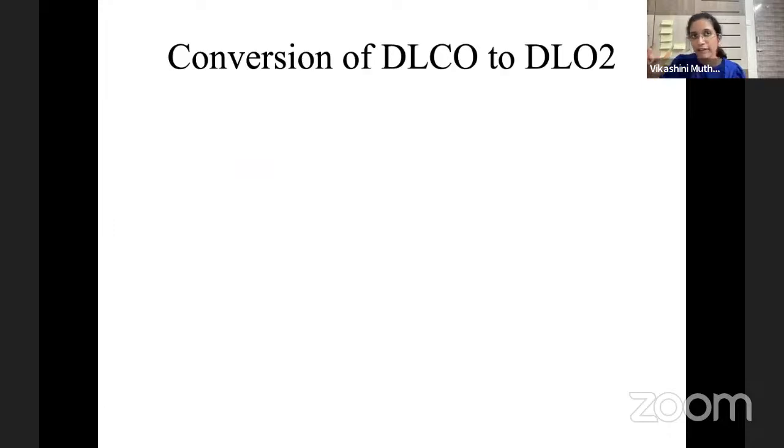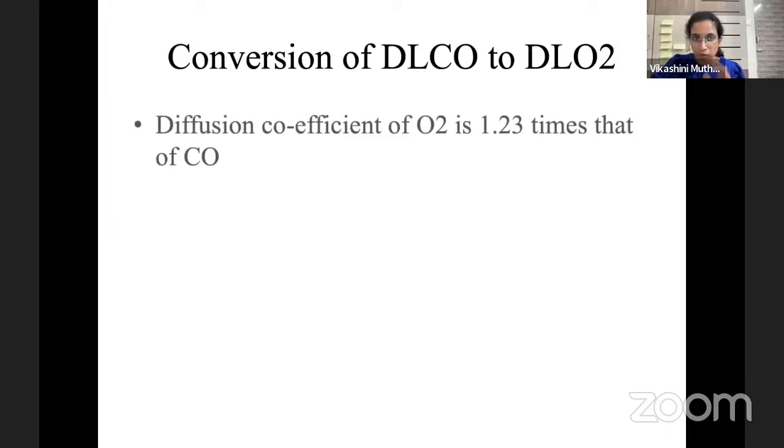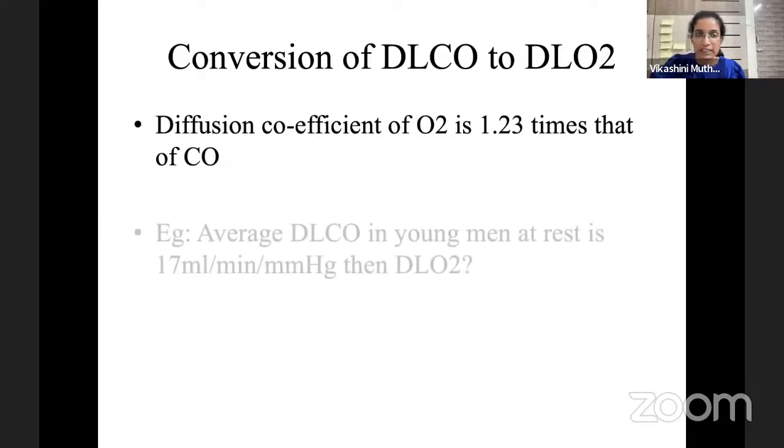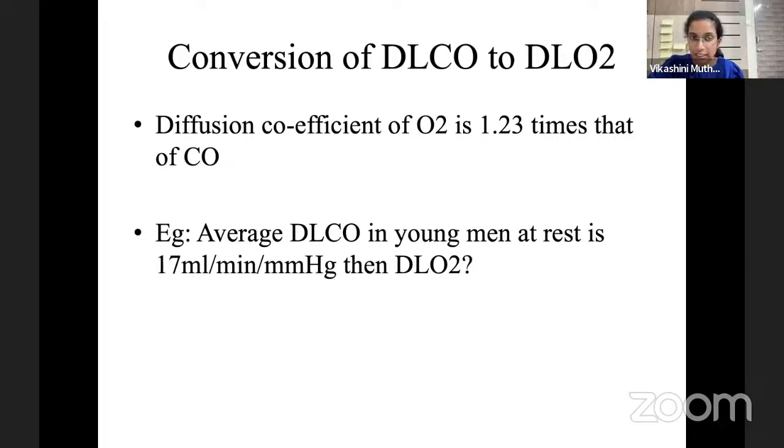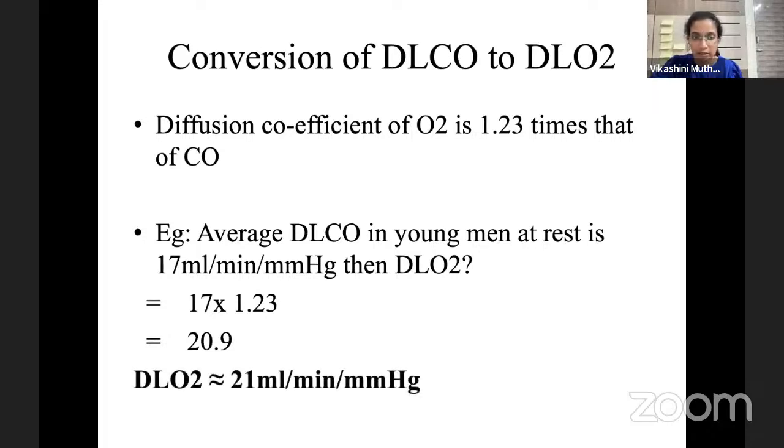Now, the value you have got is for the diffusion of carbon monoxide. How will you convert the same for the oxygen? One more fact is that the diffusion coefficient of oxygen is 1.2 times that of carbon monoxide. So whatever value you have got for carbon monoxide, you just multiply it by 1.2, then you get the oxygen's diffusing capacity. So say for example, an average young man at rest will have a DLCO of 17 ml per minute per mmHg. Now what will be the oxygen diffusion in this patient? It's very simple. 17 into 1.23, you get it as 20.9. That is approximately 21 ml per minute per mmHg.